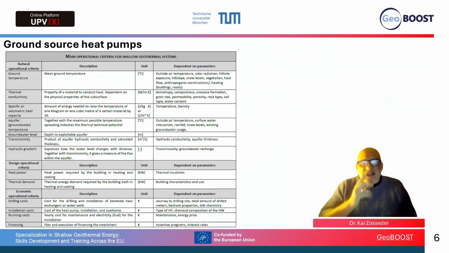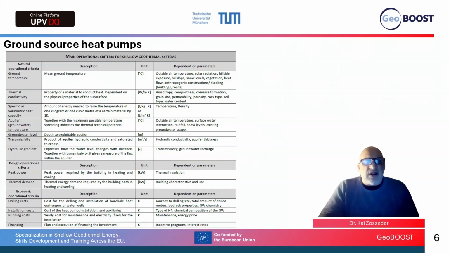So to plan such systems, you also need some parameters. I show you here some parameters for implementation and planning of such ground source heat pumps. Of course, we need the ground temperature, for example, to see how much heat is in the underground. What is the difference from this temperature to the temperature we need in the household, for example?